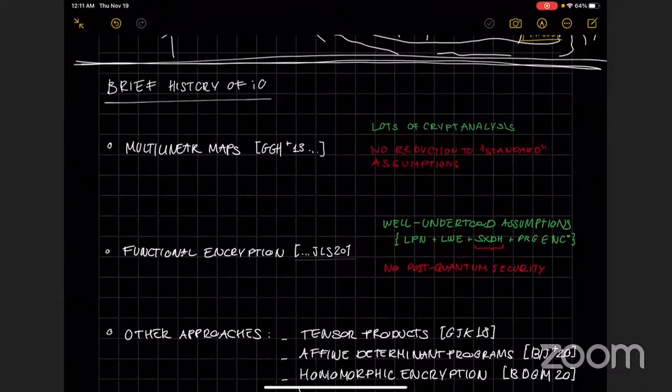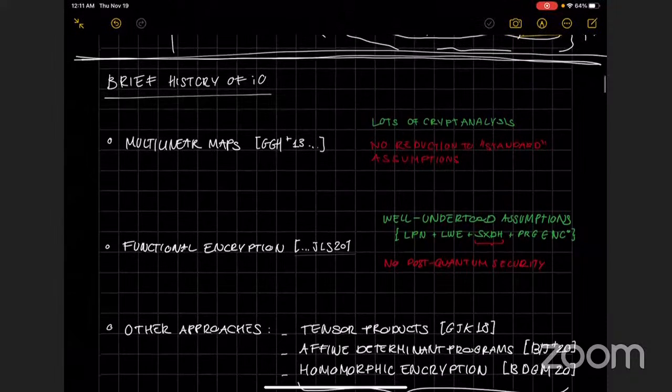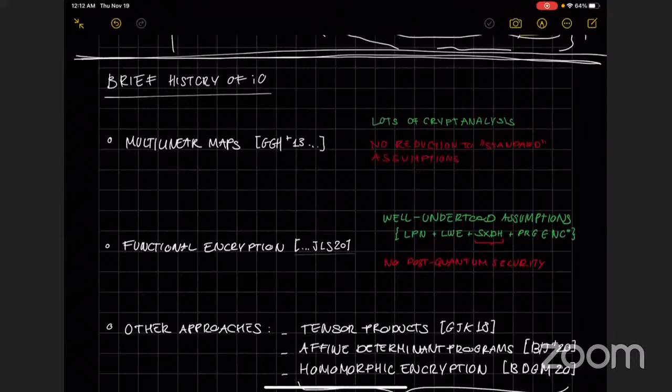In parallel, there have been different approaches, some of them perhaps not as popular, but still worth mentioning. For example, there has been a work of Gentry et al. showing how to do obfuscation from tensor products, and a recent work of Bartusek et al. that showed how to construct obfuscation and witness encryption from a new object that they call fine determinant programs.